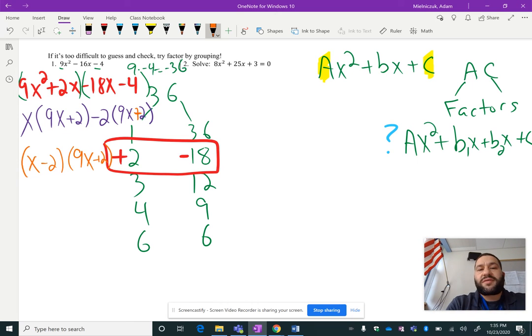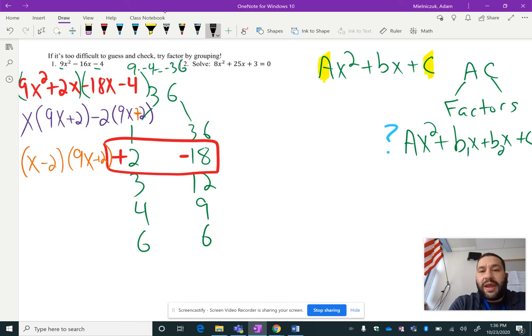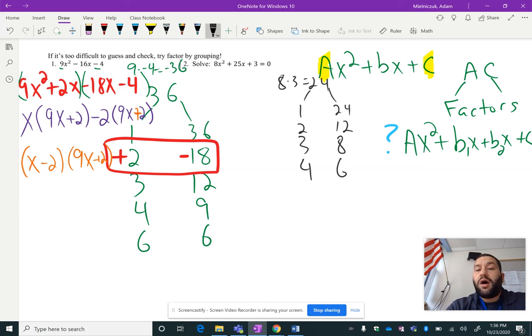Okay, for the second one, we're going to solve. But before we do that, we have to make sure that we factor it. So we're going to do 8 times 3 is 24. We're going to write all the factors of 24. 1 and 24, 2 and 12, 3 and 8, 4 and 6, and I think that's it. Of those, and keep in mind everything has to be positive because we're multiplying to a positive 24, which two together would give me 25? And we should see that 1 plus 24 is going to give me the 25.